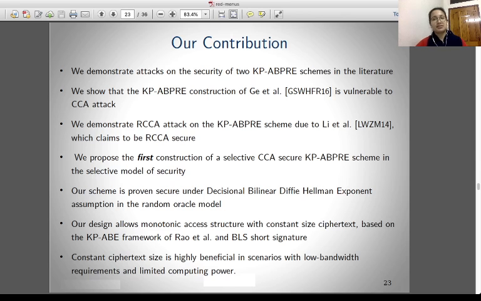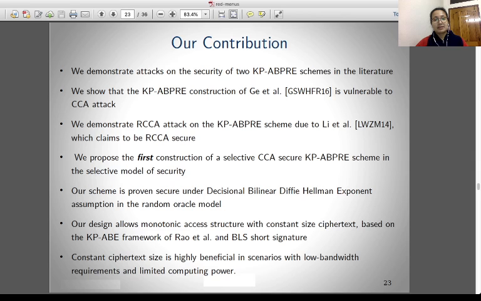So our contribution in this work is twofold. First, we demonstrate attacks on the security of 2 KP-ABPRE schemes in the literature, that is, the scheme of G et al., which claims to be CCA secure. We show that the scheme is vulnerable to a CCA attack, and also the scheme by Lee et al., which claims to be RCCA secure. We demonstrate an RCCA attack on that scheme. Second, we propose the first construction of a selective secure CCA secure KP-ABPRE scheme in the random oracle model.